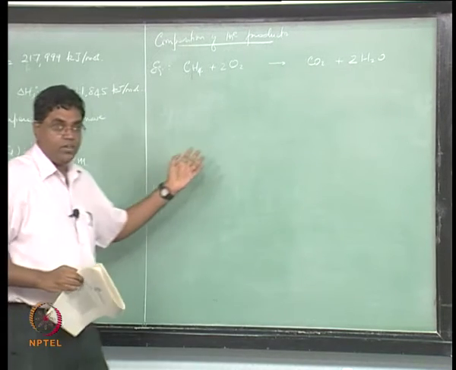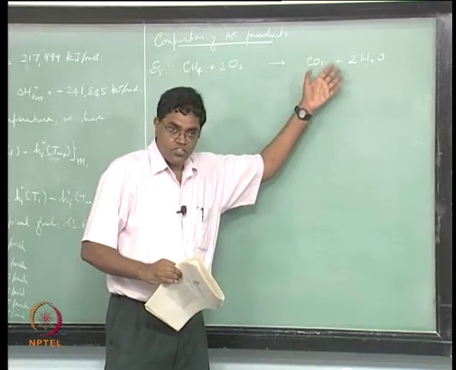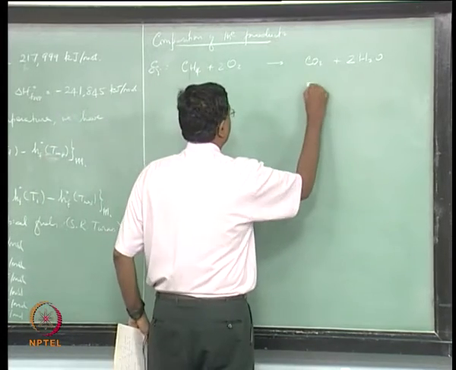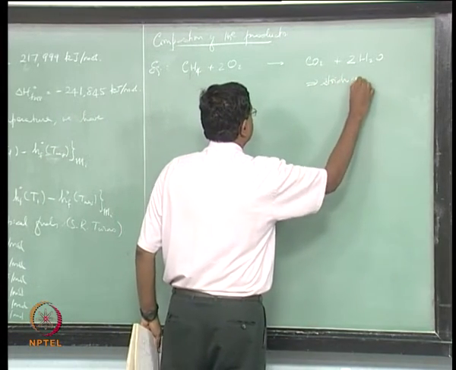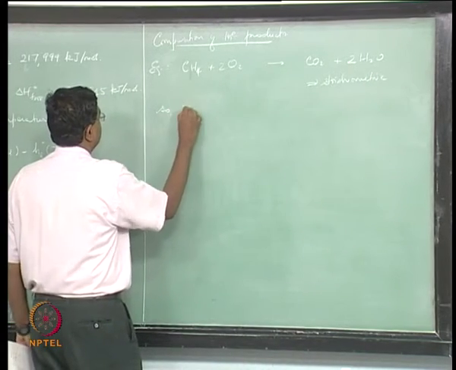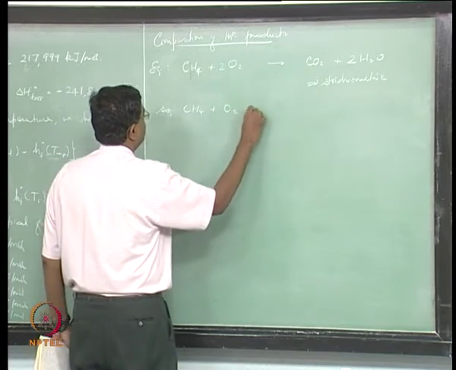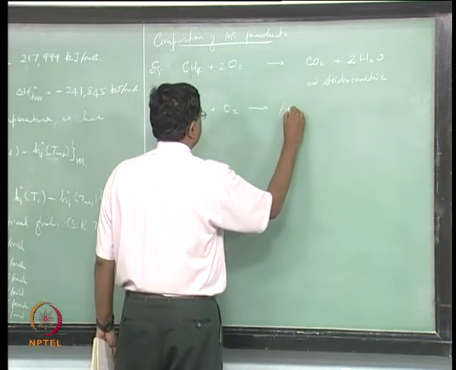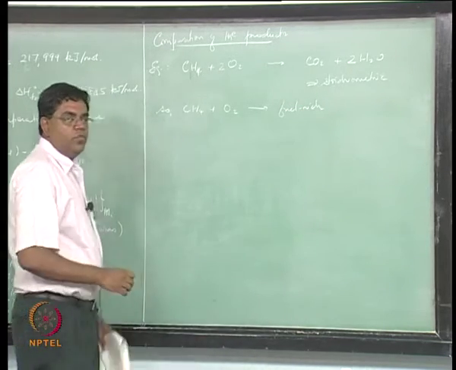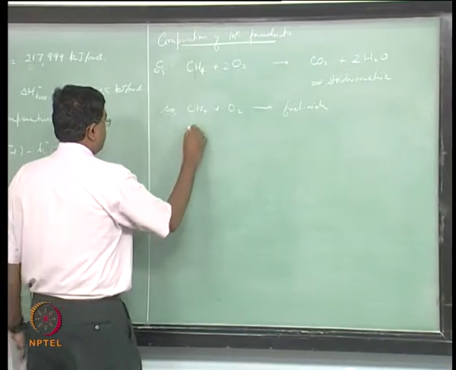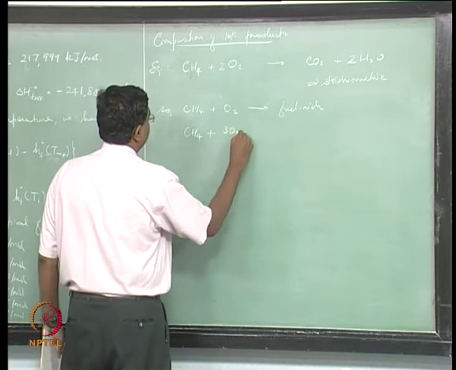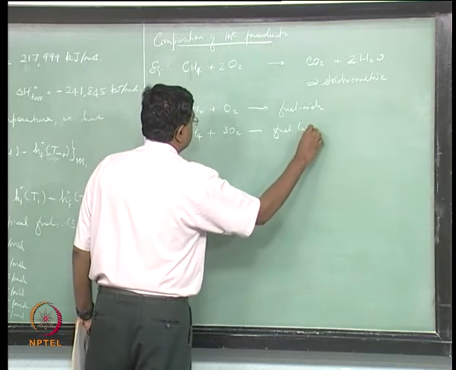Now here it is pretty clear. The composition of the products is just as clear as the composition of the reactants. This is the stoichiometric case. So CH4 plus O2 will be fuel rich, because we are starving the system of one mole of oxygen, and CH4 plus, let us say, 3 O2 is fuel lean.